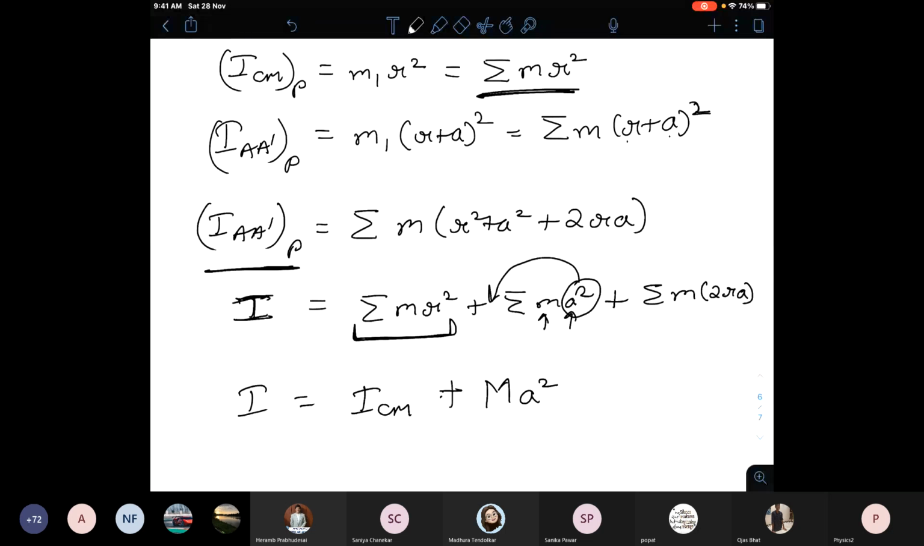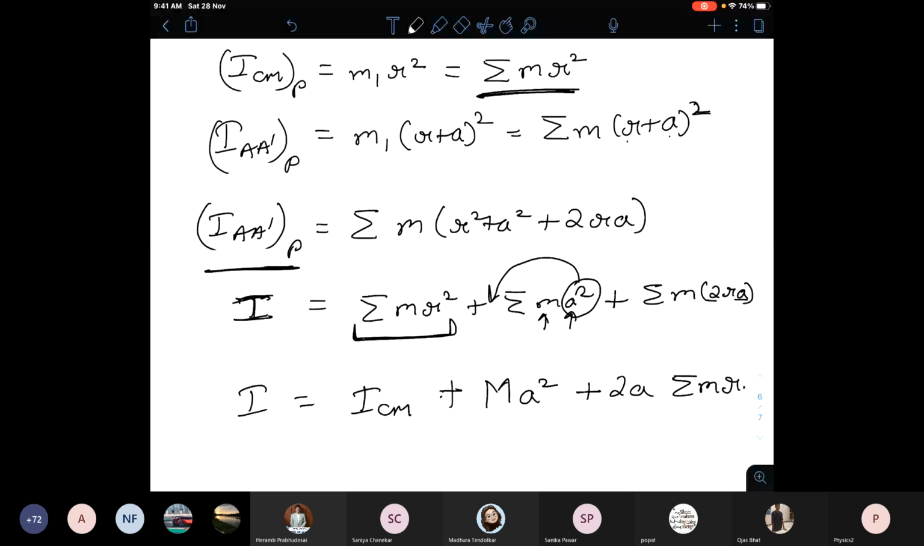a square is a constant, so it will come out. There will be summation of small m. Summation of small m means the collection of all the point masses constituting the large object. So summation of small m becomes capital M. It is understandable, I guess. And lastly, in the third term, 2a is constant, so 2a will come out, and summation of mr will be there.